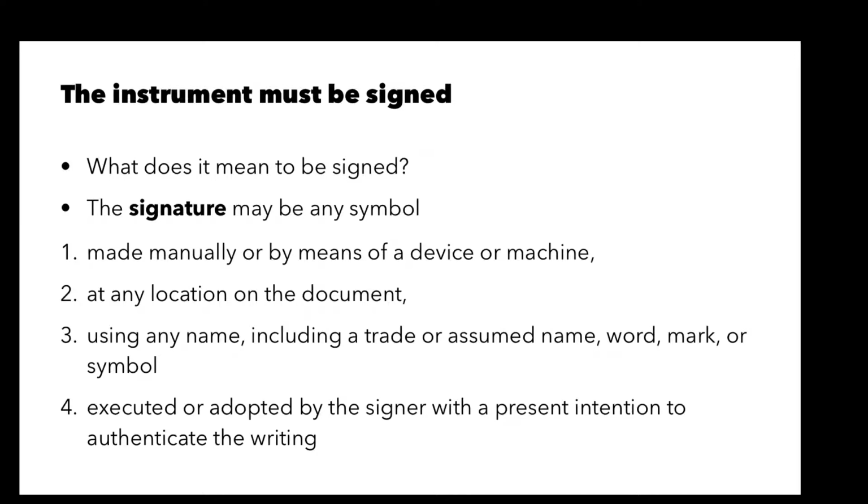Finally, it must be executed or adopted by the signer with a present intention to authenticate the writing, meaning the signature is meant to establish that it is you, the maker, who has made the promise contained within the instrument, or the order to pay that's found within the instrument. So when the signer executes the document, it is meant to indicate that they are authenticating the document. This is my official document, and I authenticate that by use of my signature.